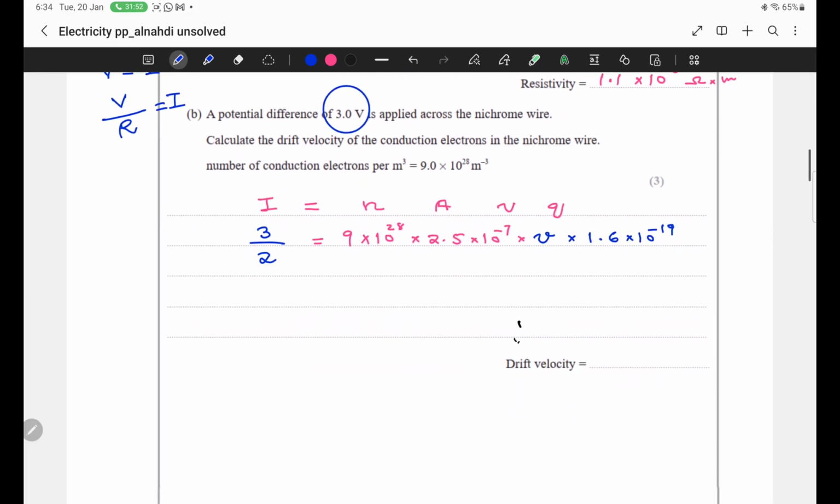And now you have to calculate drift velocity. If any child has calculated the drift velocity, then tell me. What is drift velocity?